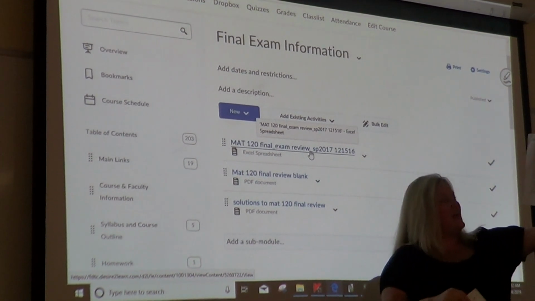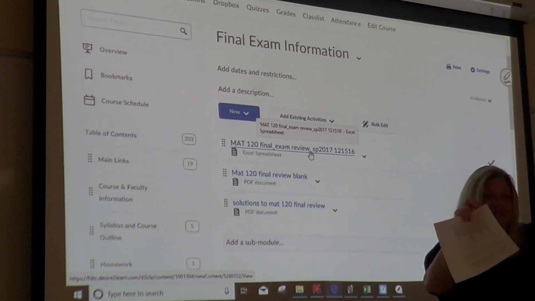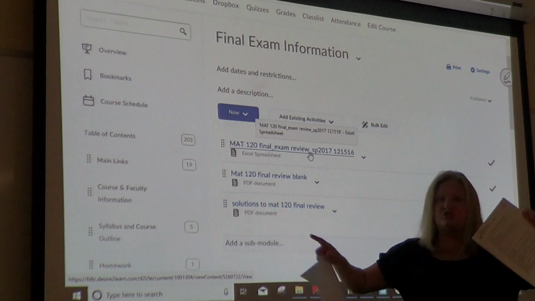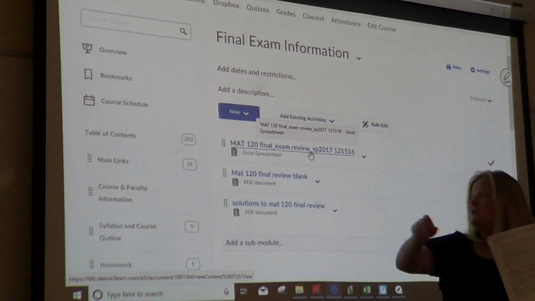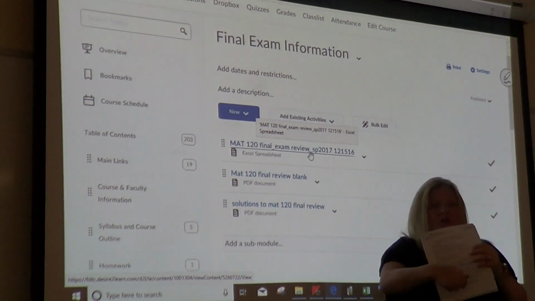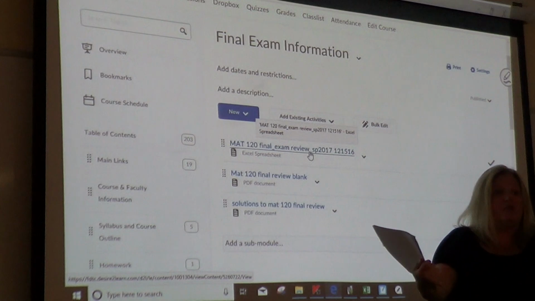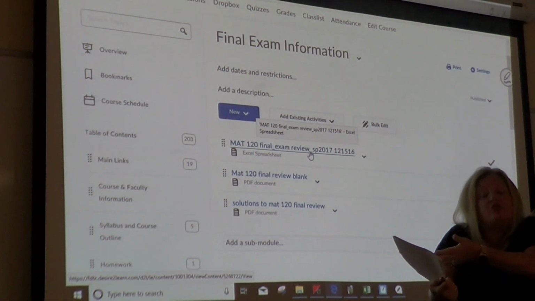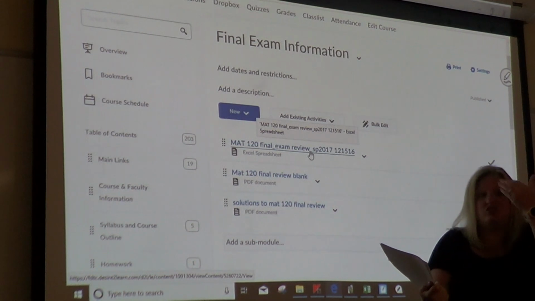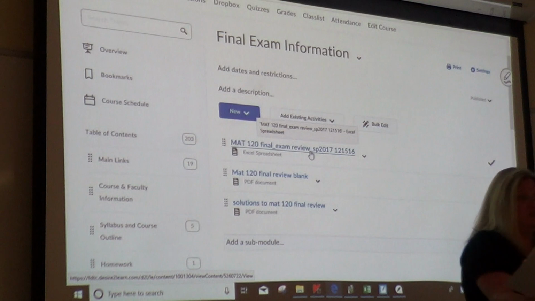The review blank is this without the answers. It's kind of like a practice test. Then the solutions would be this with the answers on it. I would recommend printing the blank one because if you had the answers, you're going to sit back and go, oh yeah, that's the right answer. Of course it's the right answer because it's right there. Okay? You're going to need it without the answers because you're going to be blank because it's blank. You need to make sure you know it.